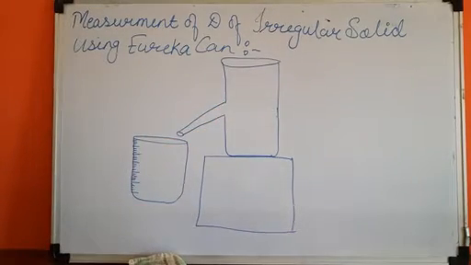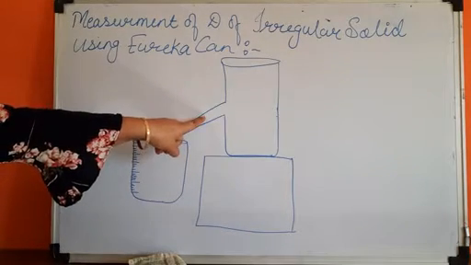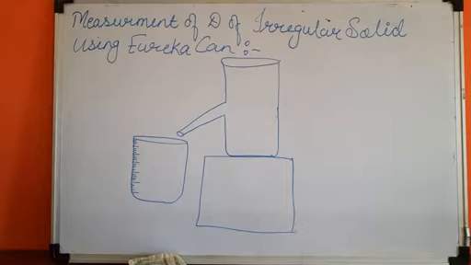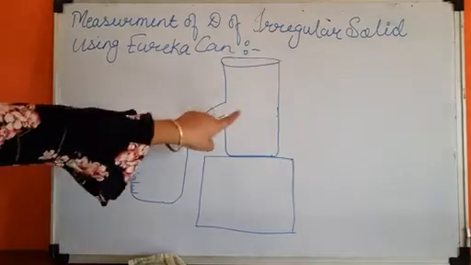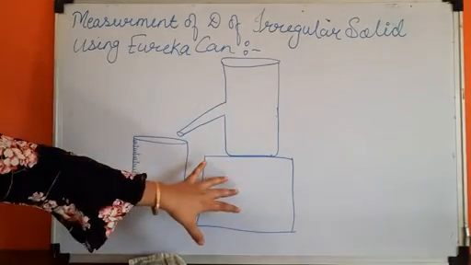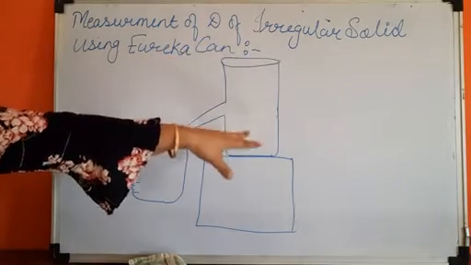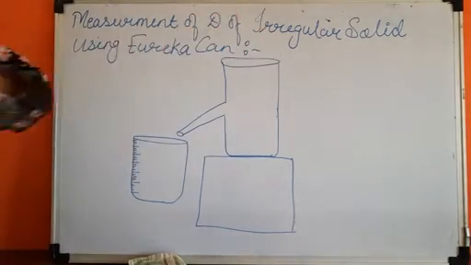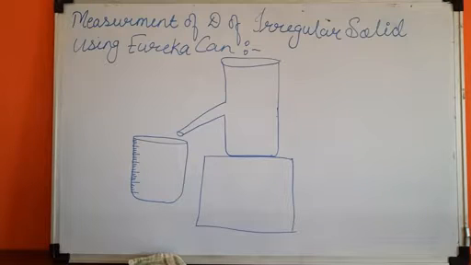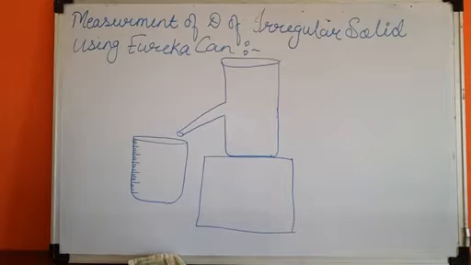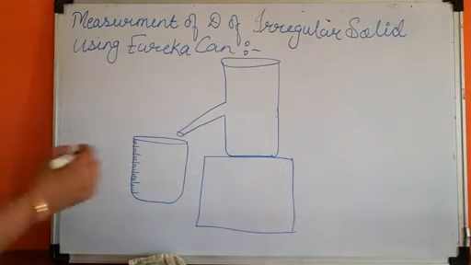Let me define it. A Eureka can consists of an iron vessel which is provided with a spout. This is the spout. What we have to do in this practical, let me tell you the required materials: Eureka can, measuring cylinder, a stand, a cotton thread, and an irregular solid. Start this practical. Fill the Eureka can with water till the water is at the point of overflowing. We have to fill it with the water.